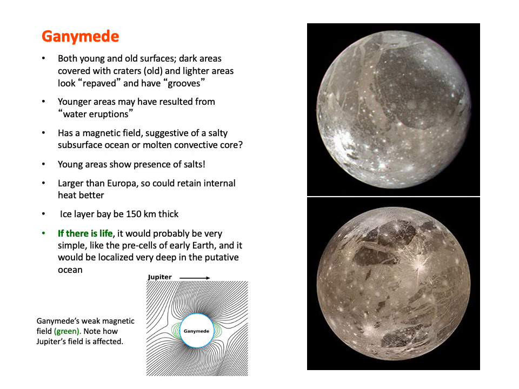So it turns out that the young areas that may have been due to water eruptions show the presence of salts, as if the water that came up through was another briny type of sea, as we found for Europa. It's larger than Europa, which means it can contain its internal heat better. It's further away, so it's not feeling quite the strength of tidal effects as Europa does and as Io does, but it still is being tidally heated.